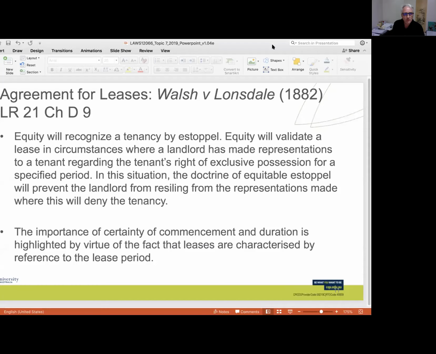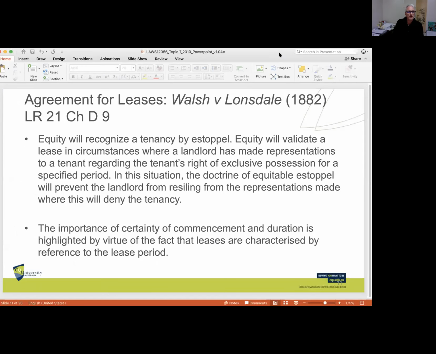The next point that we come to is this idea of an agreement for a lease. And this is discussed in your casebook at paragraph 8.33 and tosses up the early English decision of Walsh v Lonsdale, which we also looked at in the Term 1 course on property law.